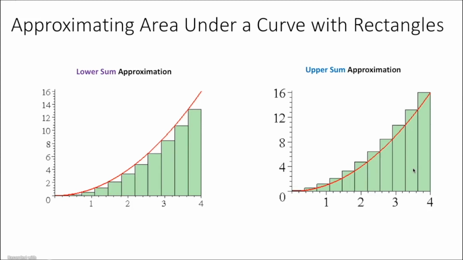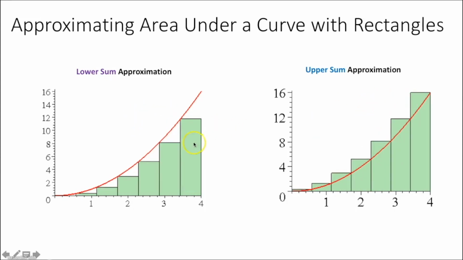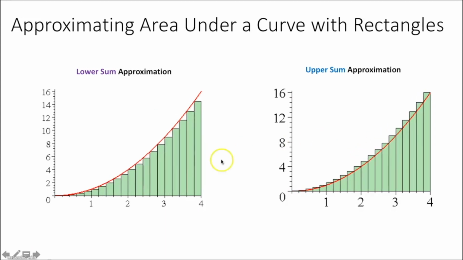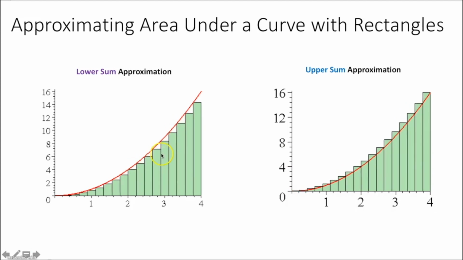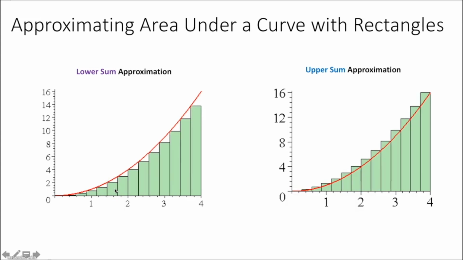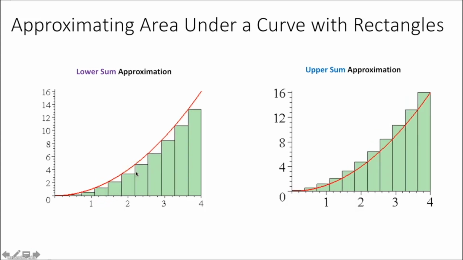Now, as you can see, when you have a lower sum approximation or an upper sum approximation, an underestimate or an overestimate, and you can see because it's over the graph, it's an overestimate, because it's under the graph, it's an underestimate. As you create more and more rectangles, as the number of subintervals approaches infinity, you are going to get the exact area under the curve. And that's what we're going to talk about right now.